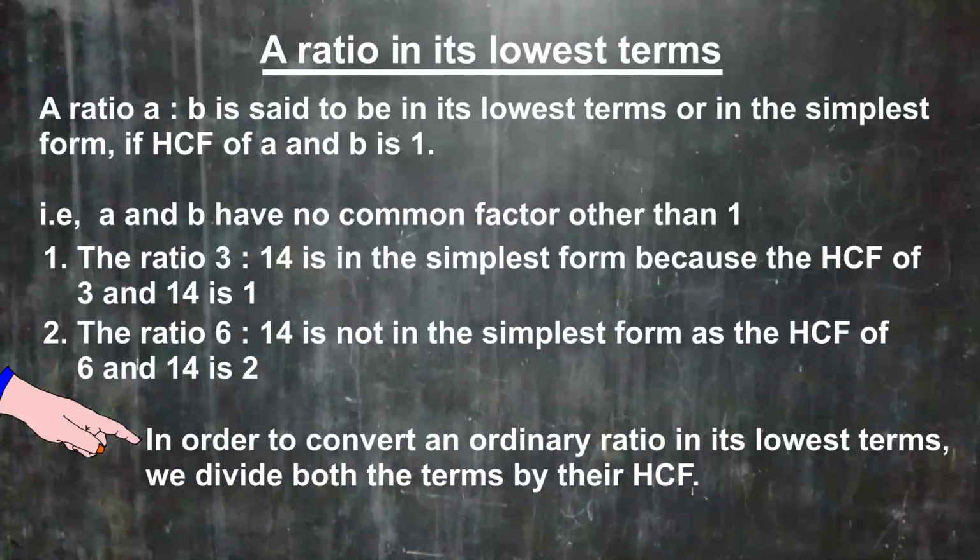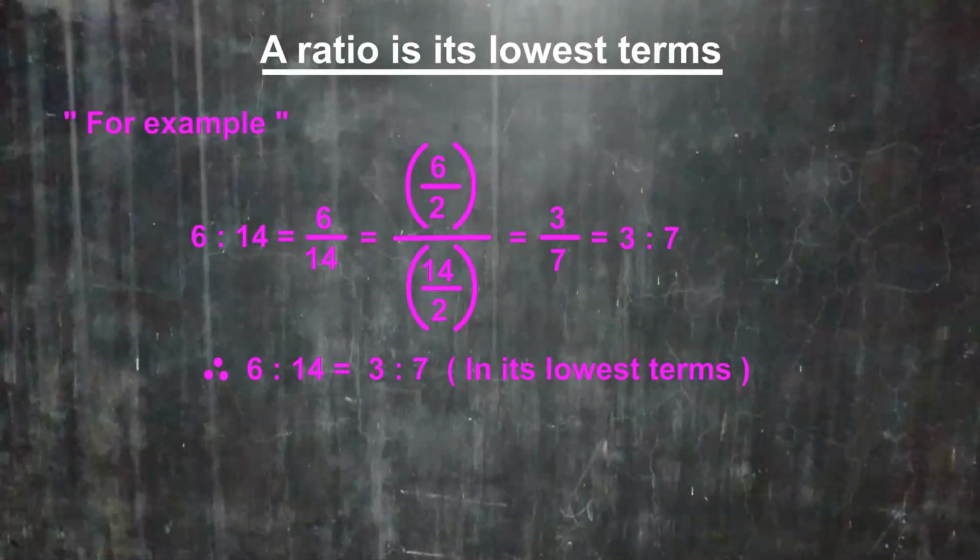In order to convert an ordinary ratio to its lowest terms, we divide both the terms by their HCF. For example, 6:14 is equal to 6 by 14, which is equal to 6 divided by 2 whole divided by 14 divided by 2, which is equal to 3 by 7, which is 3:7. Therefore, 6:14 is equal to 3:7 in its lowest terms.